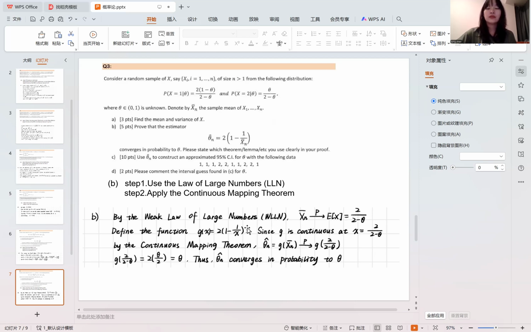Now define the function g(x) like this. Notice that g is continuous at this point. By the continuous mapping theorem, if X_n bar converges in probability to mu, then g(X_n bar) also converges in probability to g(mu). Here mu is equal to 2 over 2 minus theta, so we can get this. Therefore, we conclude that our estimator converges in probability to theta.